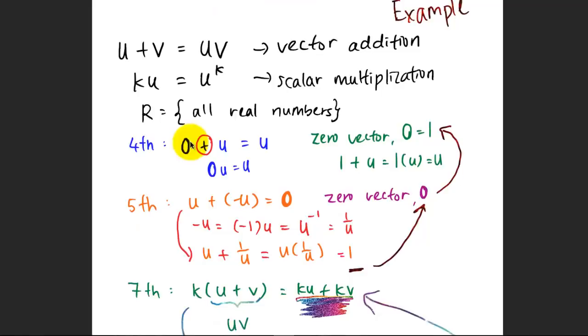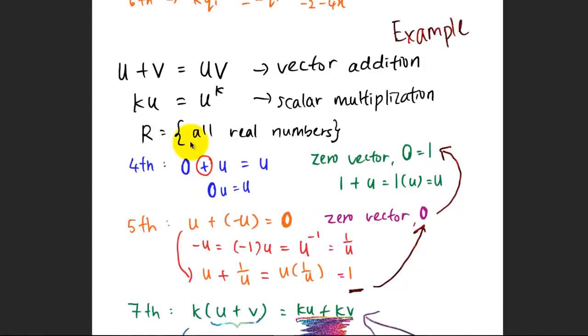Now remember just now when I told you to pay attention to the fourth and the fifth as well as the 10 axioms, because in some cases the vector addition and scalar multiplication will be different from our real world addition and multiplications.